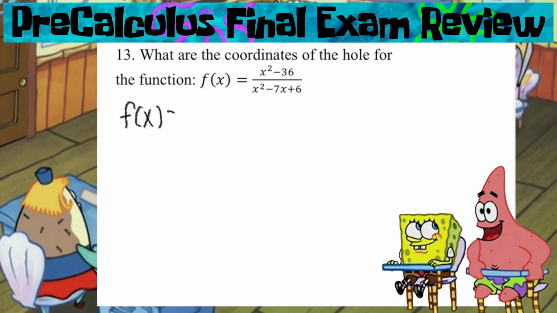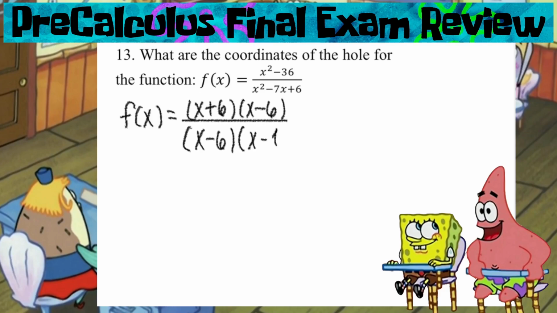So f of x equals, the numerator is x plus 6 and x minus 6, because that is the difference of two squares. The denominator: 6 and 1 multiply to get 6 and add to get 7, both negative. This is plus, that means both signs are the same, and they both are minus, so x minus 6 and x minus 1. Then anytime you have a common factor in the numerator and denominator, we can remove the common factor. That is the removable discontinuity.